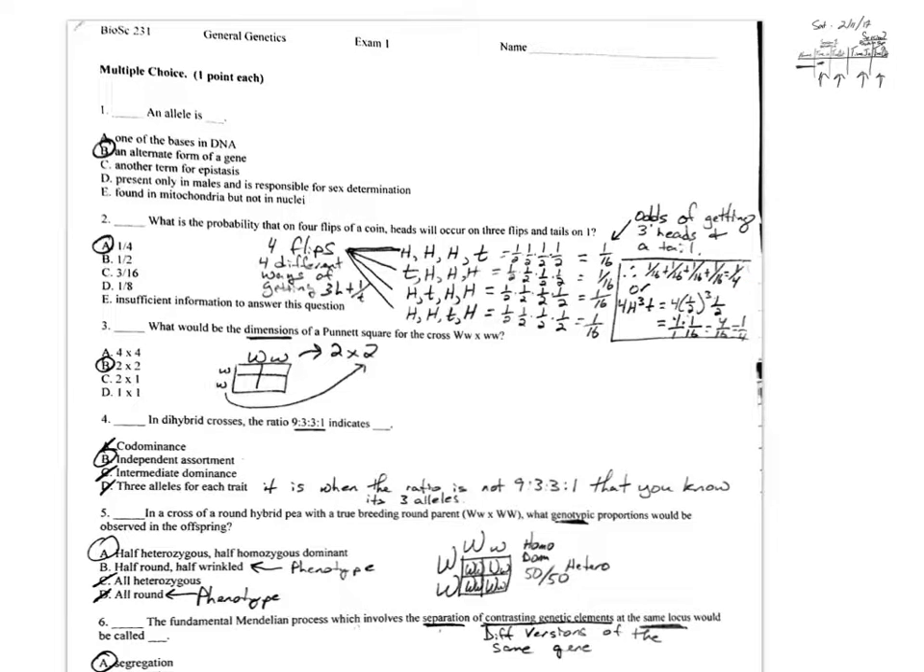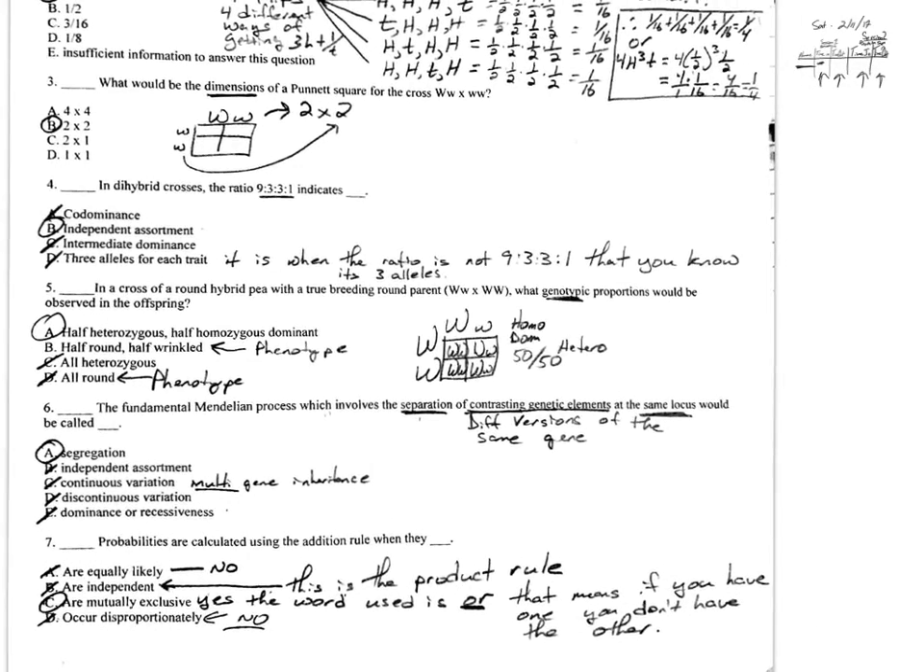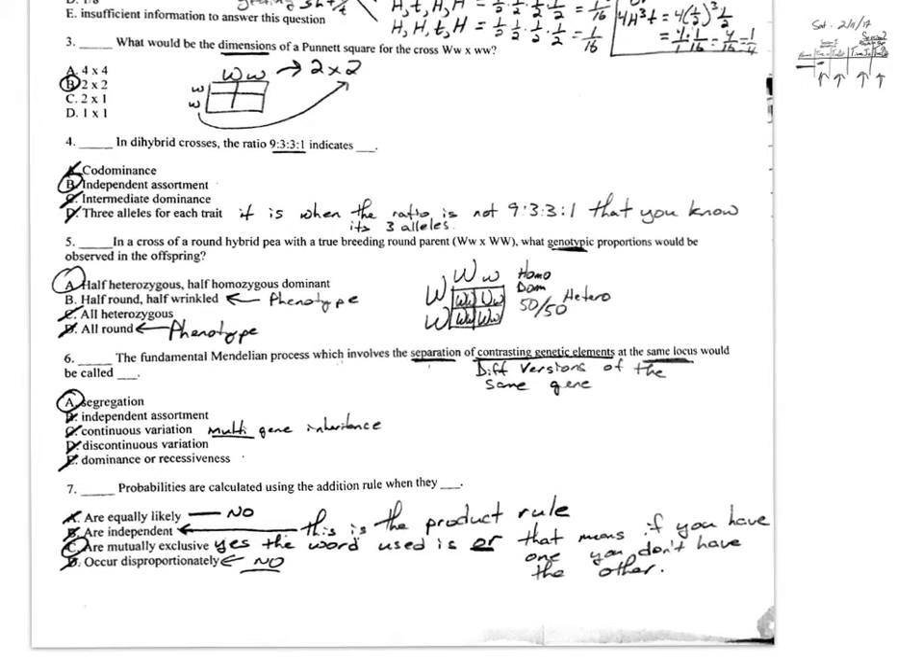Is everybody okay with that? That's tough. It's a product rule. It's statistics, but you should know this. Moving on, when we get into population genetics, we're going to come back to this, and you're going to see it applied.